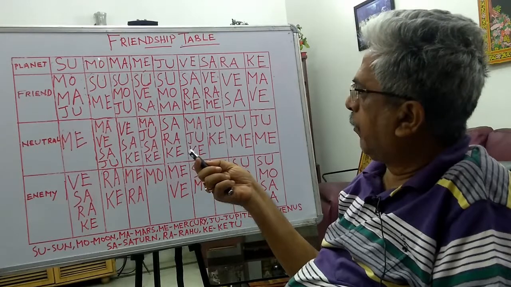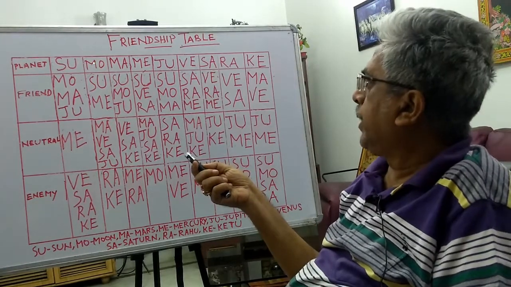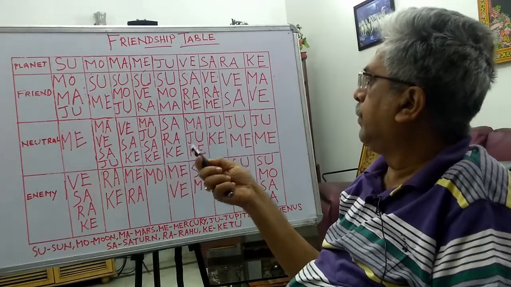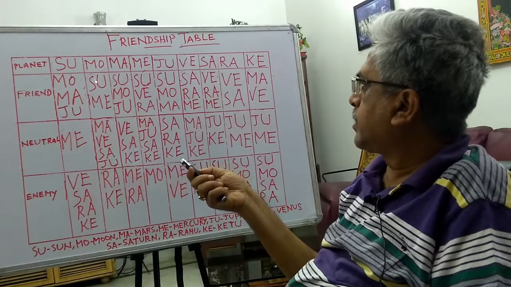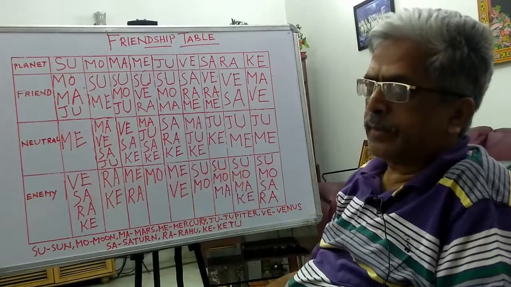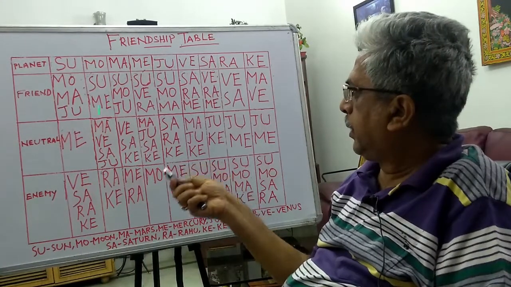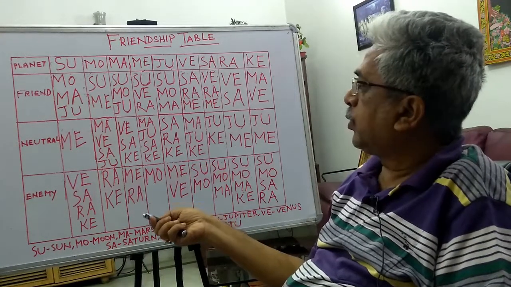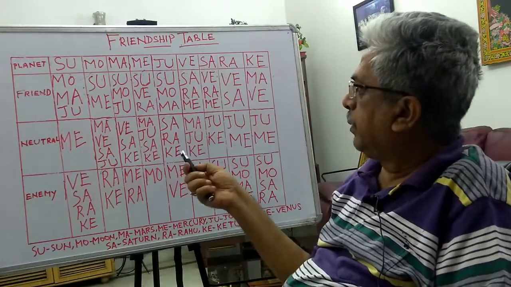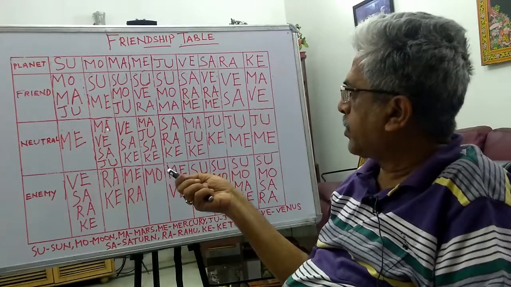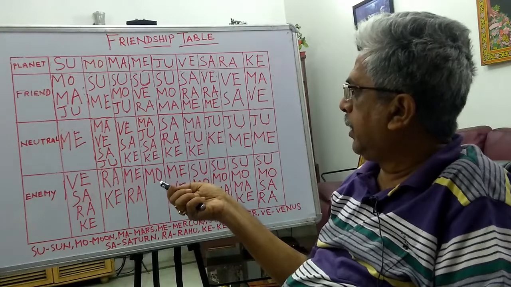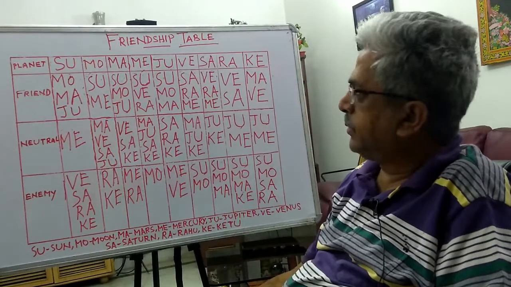In the same way, if in the first house 4 is written, you are ruled by Moon. For Moon, Sun and Mercury are friends. Moon treats Rahu and Ketu as enemies. For Moon, Mars, Venus, Saturn and Jupiter are neutral.